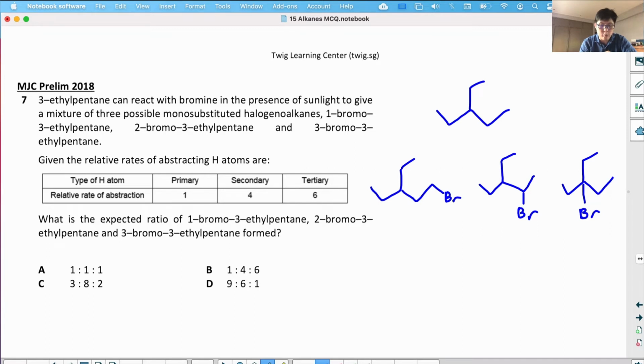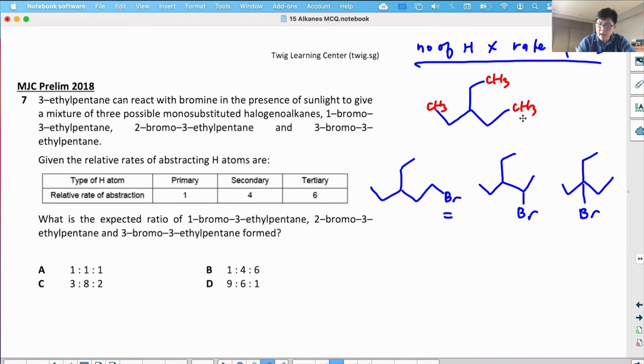So what is the expected ratio? In order to get the ratio, it is always the number of H's times the rate of abstraction. You must know that that's how we get the ratio out. How many hydrogens can be replaced to give you this compound? If you look at it carefully, the CH3 here and the CH3 here, any of these H's, if replaced with a Br, gives you this compound. So it's 9, because you have 9 possible H's.